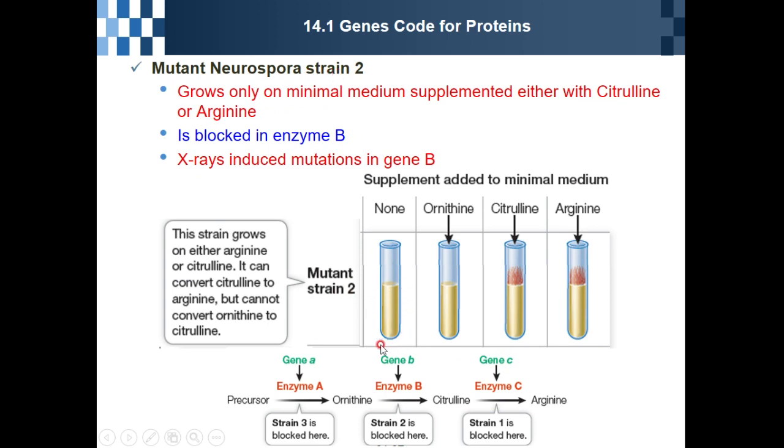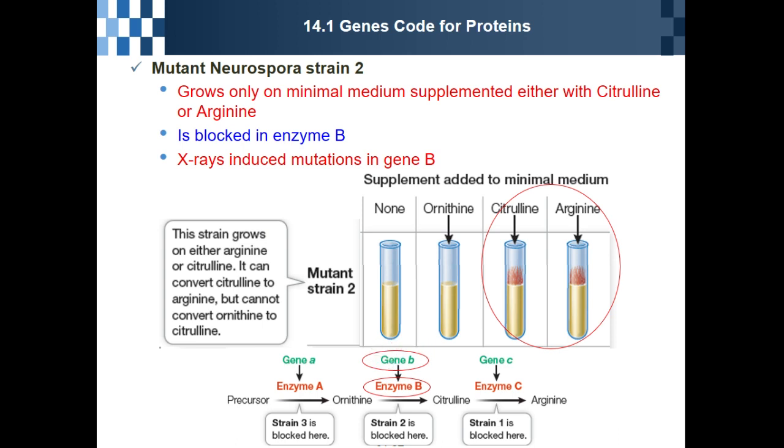Another experiment used mutant Neurospora strain 2. They cannot grow in the minimal medium. They cannot grow on minimal medium supplemented with ornithine, but they can grow with citrulline and arginine. Okay, it means that this mutant strain is blocked in enzyme B, because after we add citrulline, they can survive. After we add arginine, they can survive. However, after we add ornithine, they cannot survive, because they have a non-functional enzyme B. So based on this experiment, we can say that X-ray induced mutation in gene B.